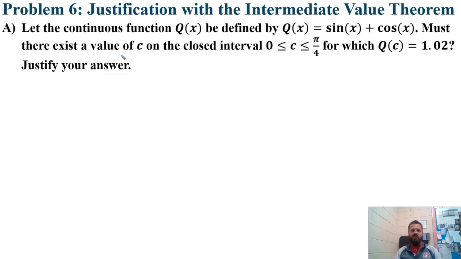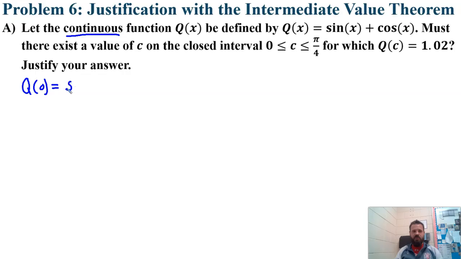Must there exist a value of c on the closed interval 0 to pi over 4 for which q of c equals 1.02? Justify your answer. All right, so in other words, is there a value between 0 and pi over 4 that makes q equal to 1.02? Here's how we can do this. Since the function is continuous, I can apply my intermediate value theorem. I can take a look at the first value in my interval, 0, and figure out q of 0.